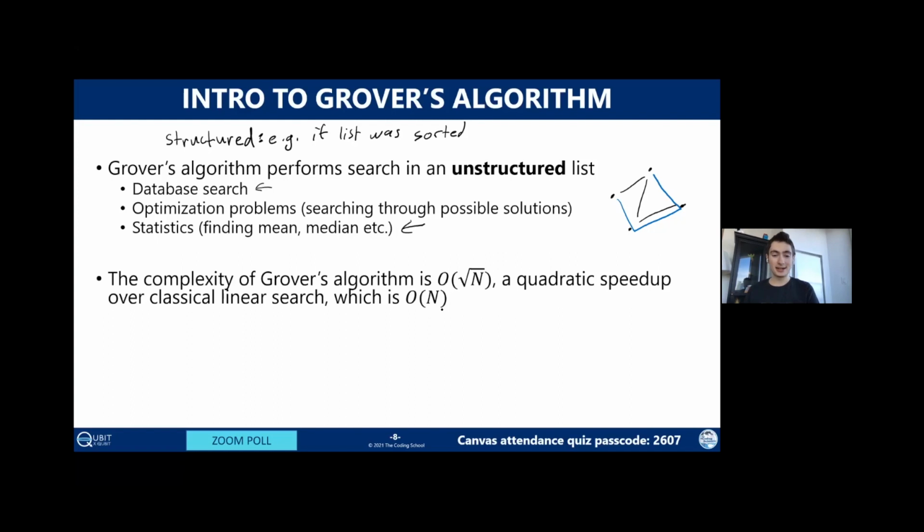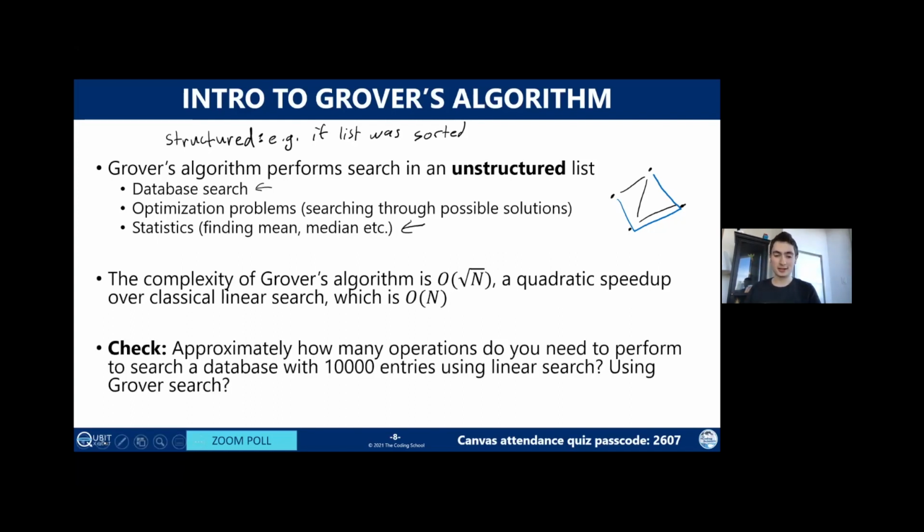Just to give you some idea of how much faster this is, I'll throw up a quick Zoom poll for you to answer this question. Suppose we have a database of 10,000 entries, and we want to find a particular element in that database. How long would this take using both linear search and Grover search? So there are two separate questions in this poll. Go ahead and throw in your answer to both of these. Once about half of you have answered, then I will go ahead and do this myself.